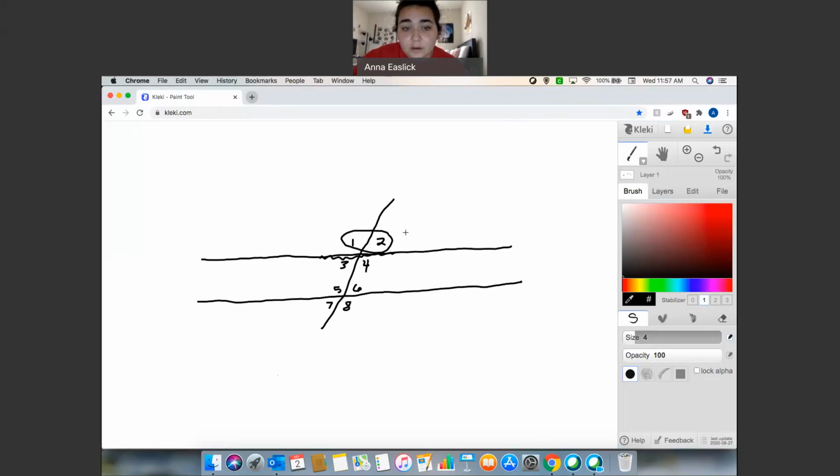So that is congruency and supplementary angles in a diagram.